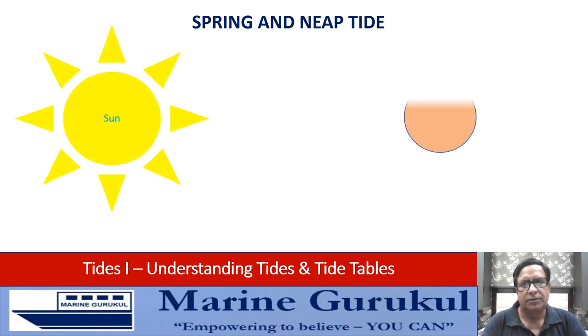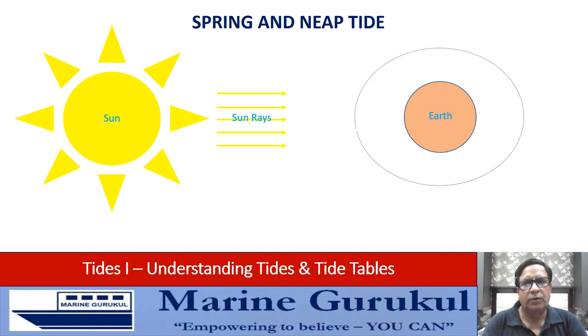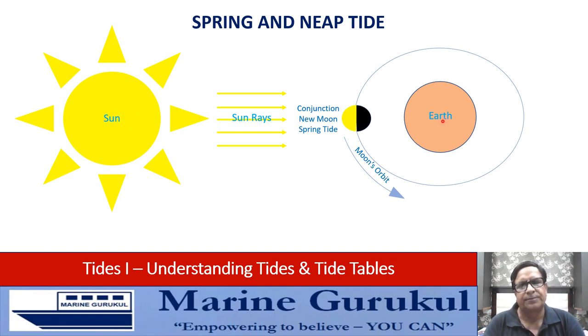We have the sun, we have the earth. Sun's rays travel in straight line, as can be seen in the diagram. Moon revolves around the earth in its orbit, so we have the orbit of the moon. When the moon is at this place, it is in conjunction with the sun. The entire illuminated face of the moon is facing away from the earth, so no moon shall be visible on the earth, and hence the condition for new moon. So here we have the moon in conjunction, it's new moon, and obviously it's a condition for spring tide because moon and sun are in a straight line as seen from the earth.